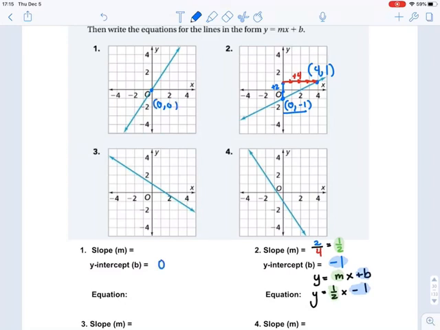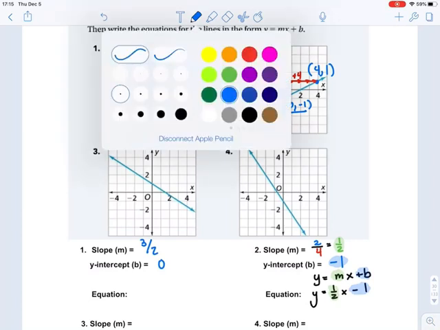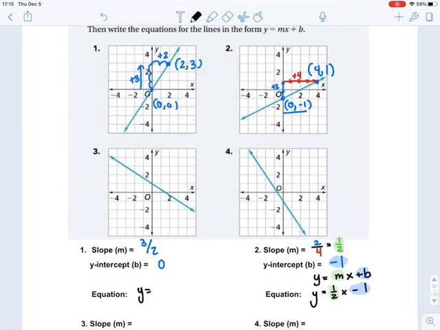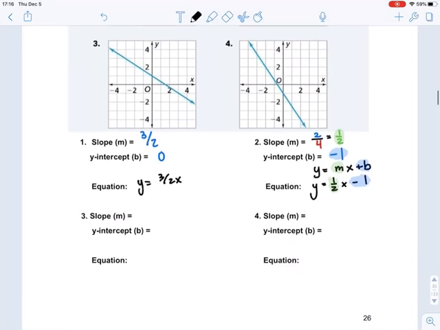That's 0, 0. That's my y-intercept, 0. And I'll pick this point over here. I'll call this 2, 3. And that means I have to go up 1, 2, 3. And then I have to run 1, 2. So the slope is 3 over 2. Okay. My equation will be y equals 3 over 2x plus 0, which I don't need to write.